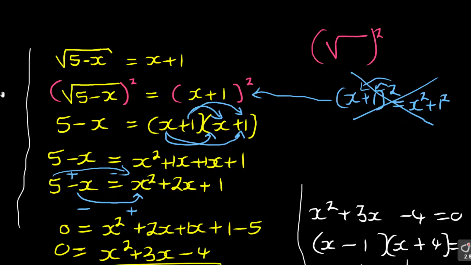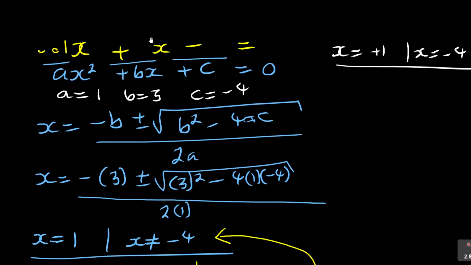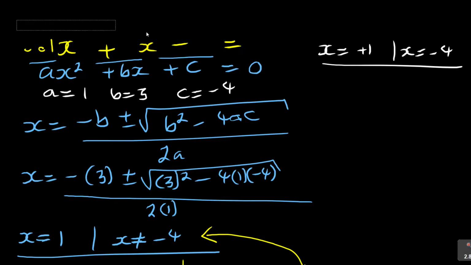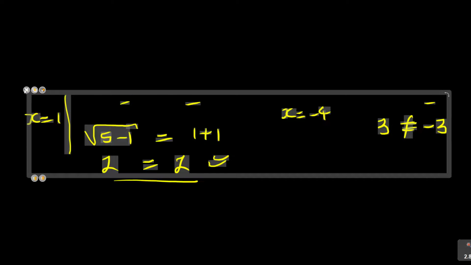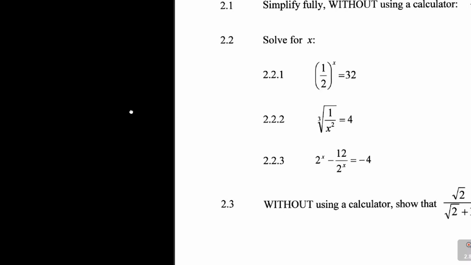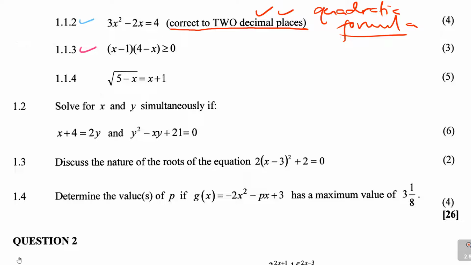All right, now still on our revision session, we are looking at the next one, just taking off some of the working here. Let us look at the next question. I'm looking at the next question, which was question what? So we have done that, which is good. 5 marks. Now 1.2. So for x and y simultaneously, 6 marks.